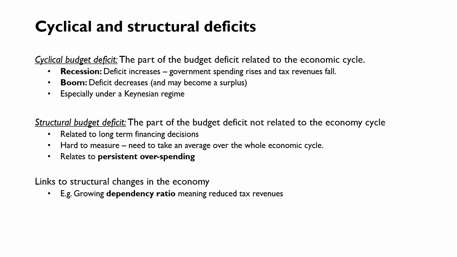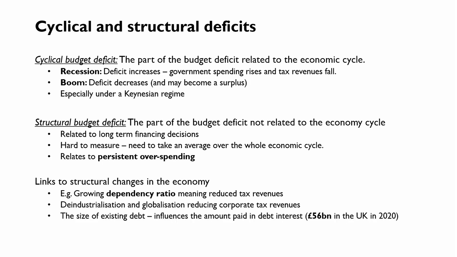That means there's more likely to be this structural budget deficit. Similarly, in the UK in the last 100 years, we've seen more deindustrialisation and globalisation, and that's meant more companies are relocating or routing their money through other countries, which means reduced corporate tax revenues, again relating to a structural budget deficit, persistent spending more than is being received.